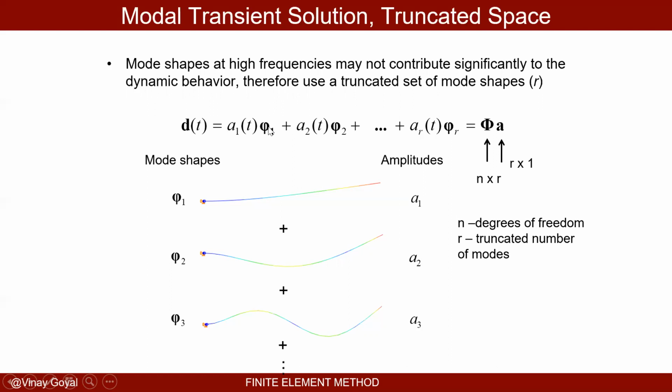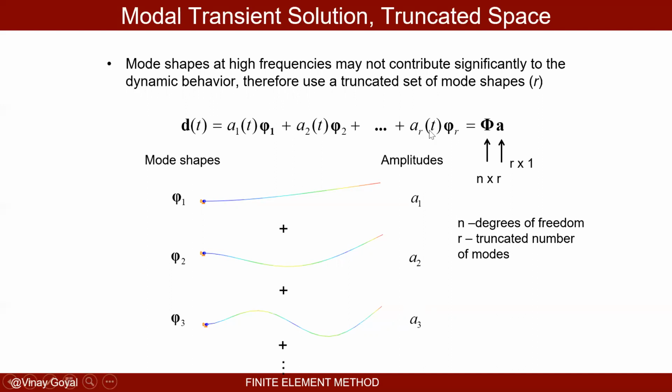Because phi bold is going to be a column vector of n rows. The only thing I'm changing is how many of these mode shapes I'm going to use. If I use R of them, which is a subset of all the millions of ones I have, then this becomes not a square matrix, but n times R. And A bold is R by 1, because I'm only considering maybe 10 of these A's. So R is 10 in that example, right?